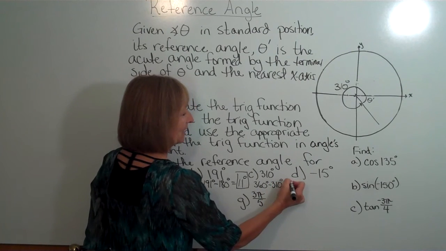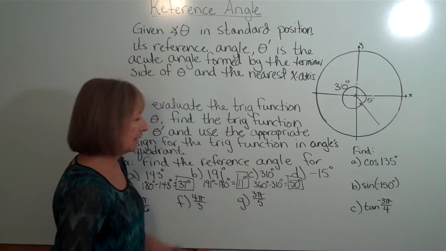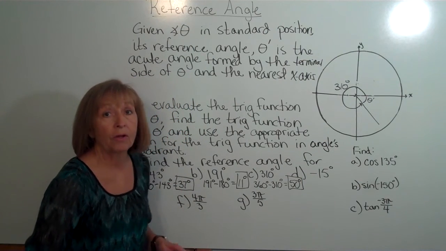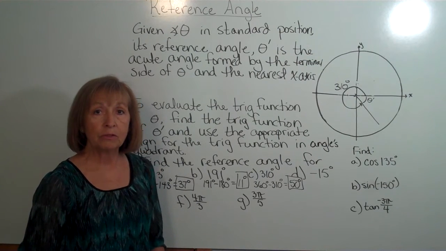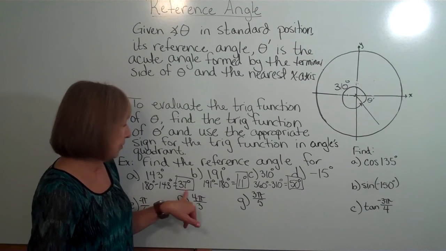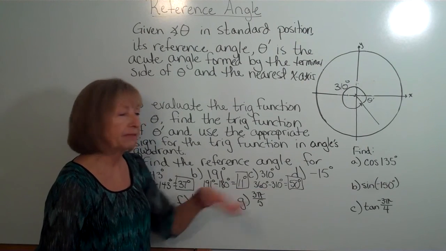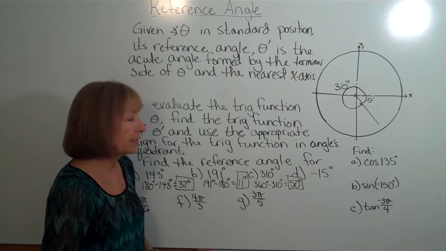And we see that that is 50 degrees. Now also remember that our reference angles are acute angles. So they are angles between 0 and 90 degrees, or 0 and pi over 2. 37 degrees, 11 degrees, 50 degrees, they all meet that requirement. Okay, how about for part D?